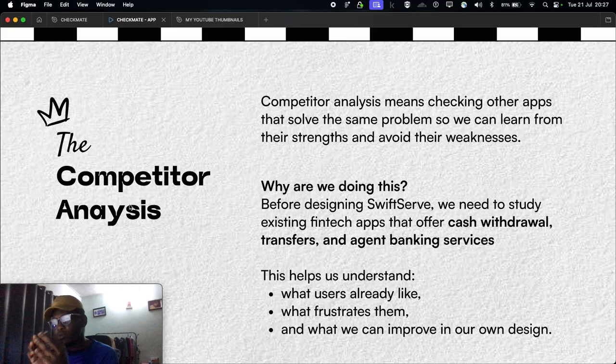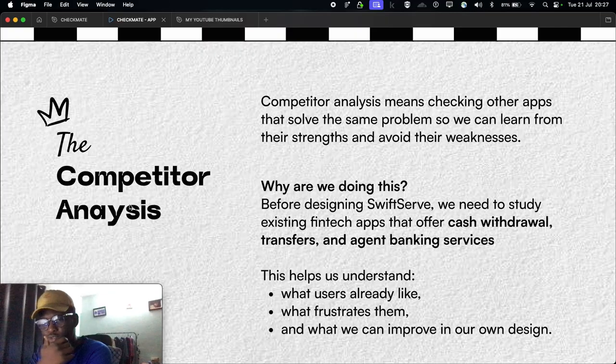So the reason why we do competitor analysis is so that you can learn from their strengths and then you avoid their weaknesses. Simple. That's why we do competitor analysis. So if, for example, let's even take it out of this fintech product and bring it back to a normal person's life. If you were about to start a product, right? And let's say you wanted to start selling phones, for instance. Now what would you do?